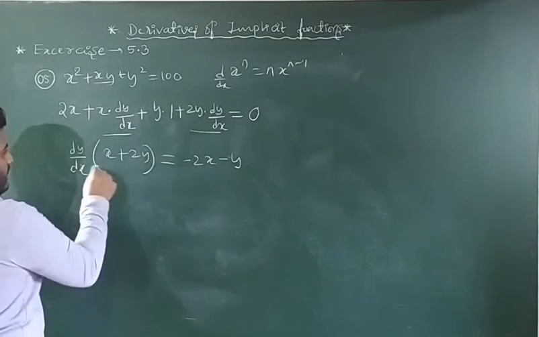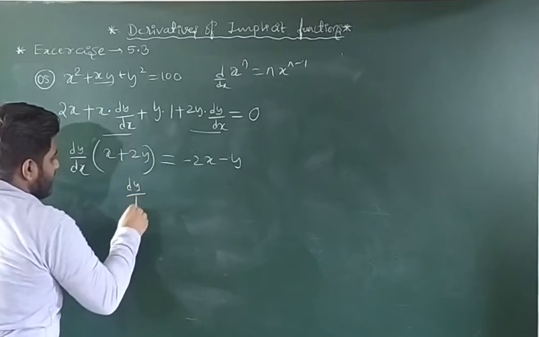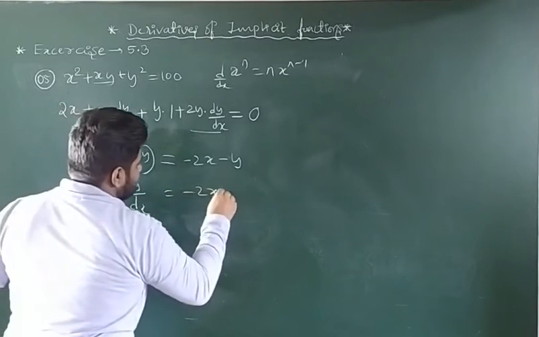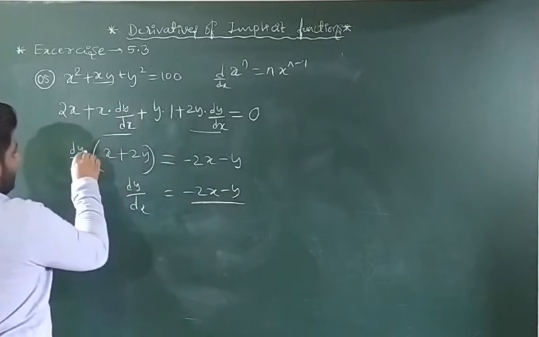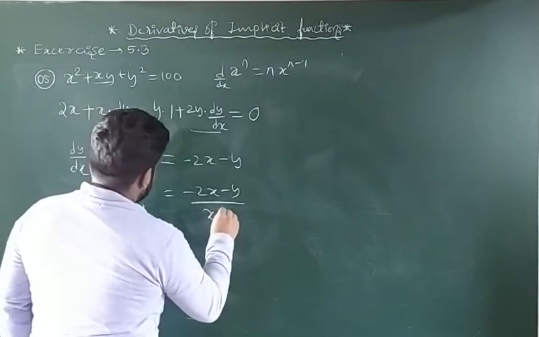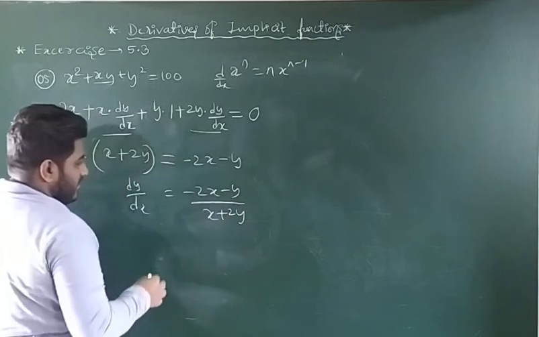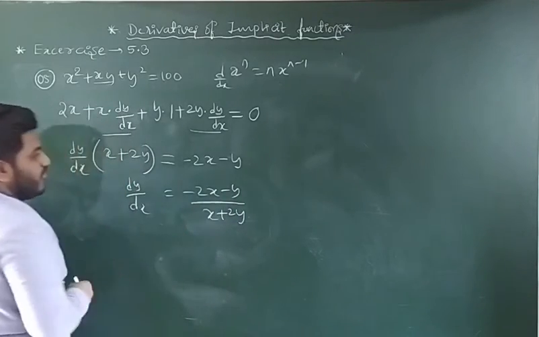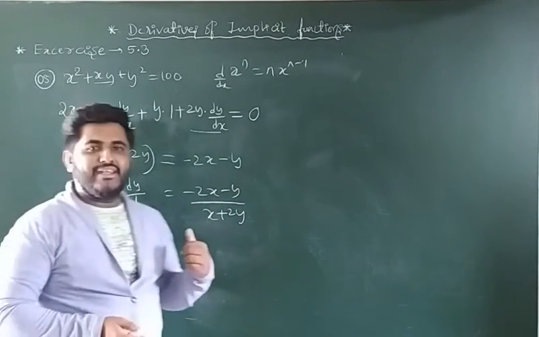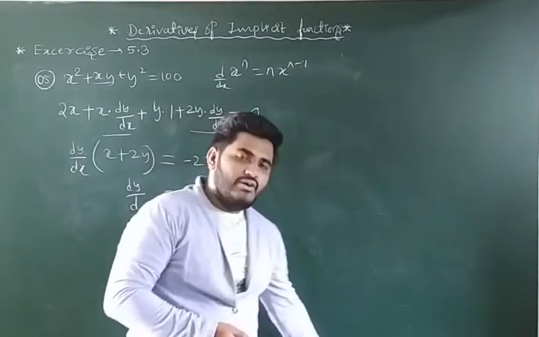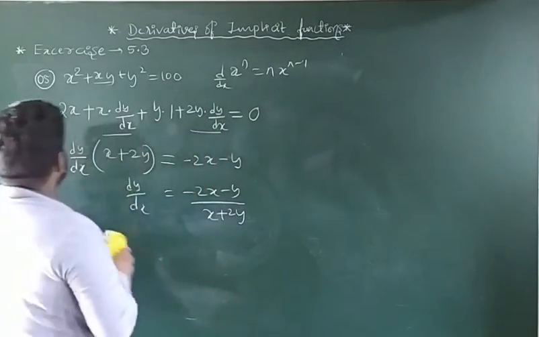Yes. So you take dy by dx as it is, and minus 2x minus y whole divided by, multiplication is there. This side becomes x plus 2y. So this is an answer for this question. I hope you are getting. This is the fifth problem. Now we will switch on to the sixth problem.